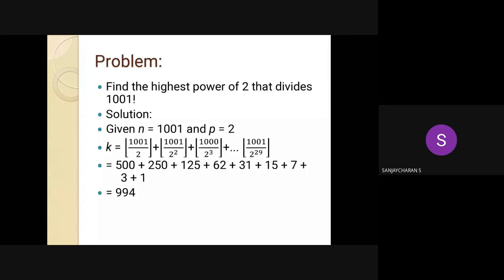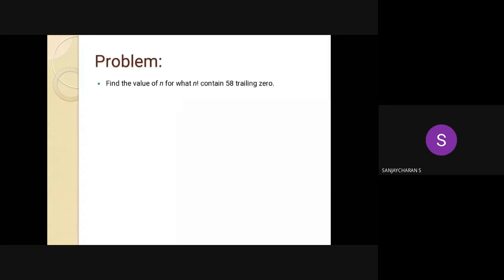Okay, the next problem. Find the value of n for which n factorial contains 58 trailing zeros. This is the inverse of the first problem. For what value of n does n factorial contain 58 trailing zeros?